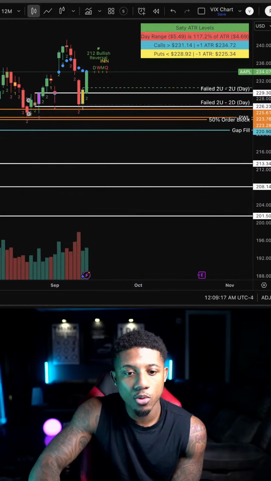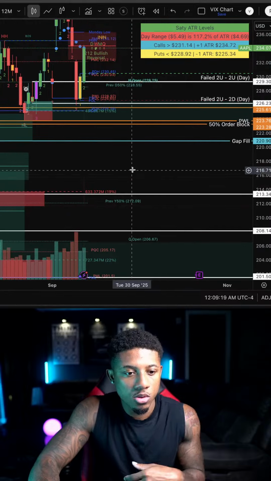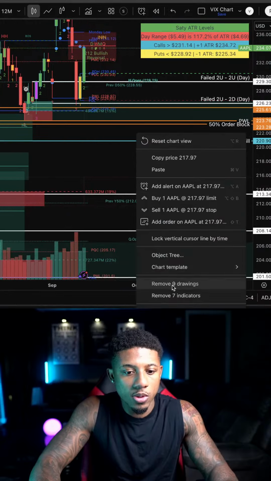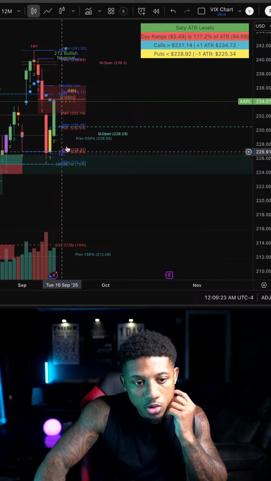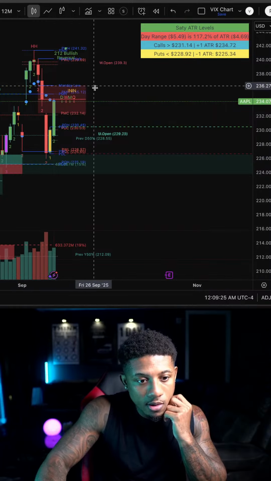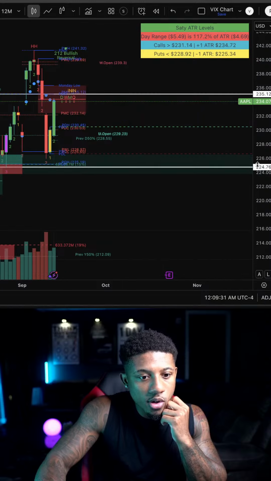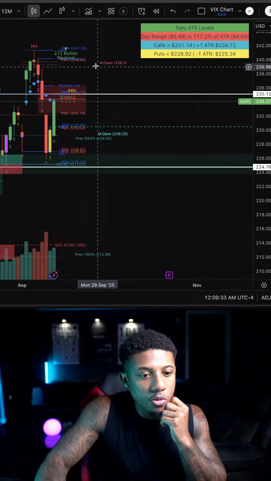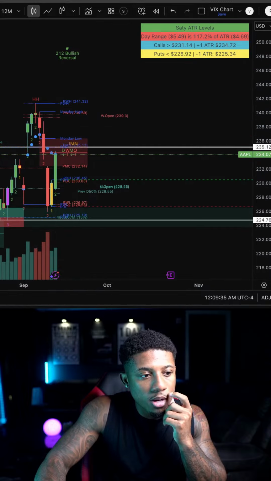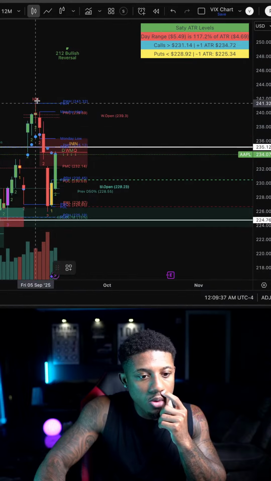Let's look at Apple. So we got Apple. Let's go ahead and remove those. Apple is actually bouncing off of this level. One of the things I'm looking at on Apple is we are in this 235 to 224 range, so we're kind of just bouncing in between. Up here you've got all-time highs as well.